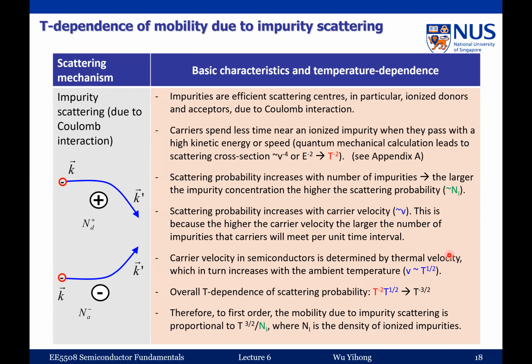If you look at this impurity scattering due to Coulomb interaction, this means that if you have an ionized donor or an ionized acceptor, the ionized donor is positively charged. When an electron comes nearby this ionized donor, see what happens: the path will be deflected, right? Initially it is in the k direction, and after that it moves to the k prime direction. This means that the momentum has been relaxed. This is what you call scattering, right? The electron's moving direction has changed. And of course, if you have a negative charge, then due to the repulsive force, it will just push the electron away, right?